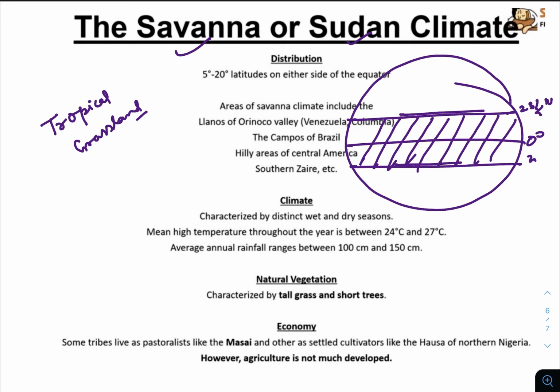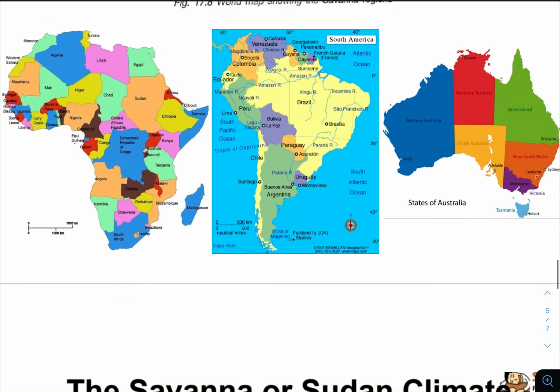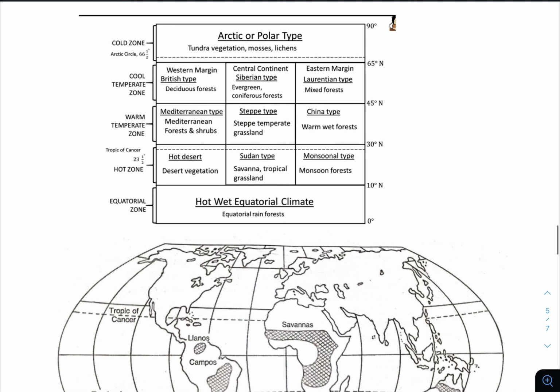So these tropical grasslands are located within the tropical zone, that is, between the Tropic of Cancer and the Tropic of Capricorn. I think the first point you got: that is why it is called tropical grassland, because it is located within the tropical zone. And the second point you have to remember is that the Sudan type of climate is basically a transition zone.